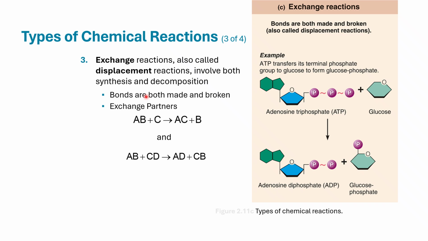Exchange reactions, also called displacement reactions, involve both synthesis and decomposition. Bonds are both made and broken. They exchange their partners, basically. AB plus C goes into the reaction, and they exchange their partners. AC plus B comes out. Or AB plus CD goes in, and AD plus CB comes out. They exchange their partners. ATP transfers its terminal phosphate group. Okay, so this is ATP. It gives its phosphate group over to glucose. So it exchanged something.